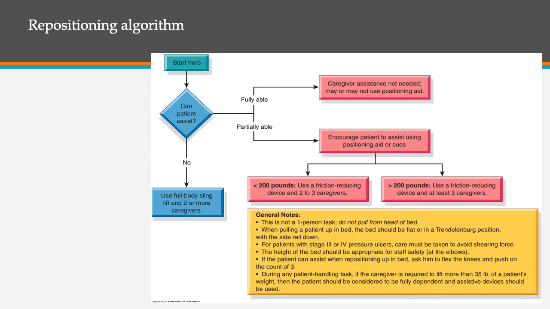Some facilities use what's called a repositioning algorithm, and this is an example of that. Like, can the patient assist? Yes or no? If no, then they need to use a body sling lift and two or more caregivers. If the patient can assist, then you move over here to the yes. Are they fully able or partially able? And as you see, you go down the algorithm, and that helps you decide what you will need to reposition that patient and cause you little to no harm.